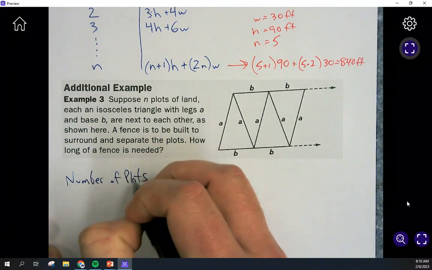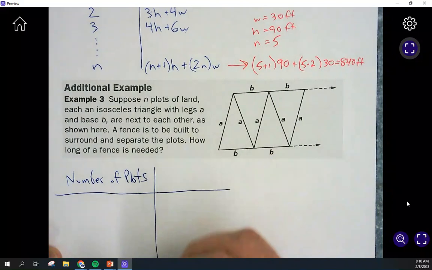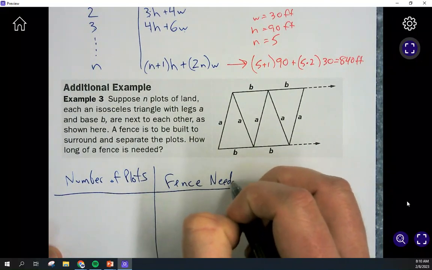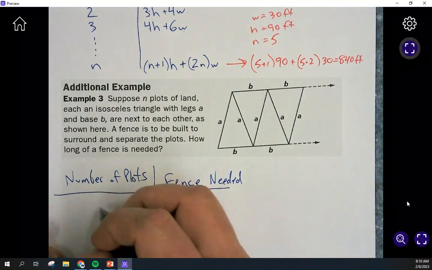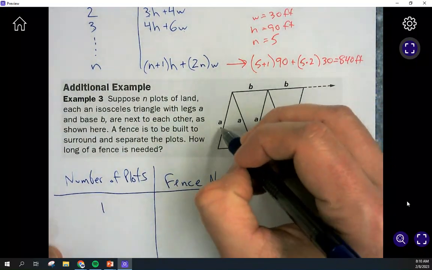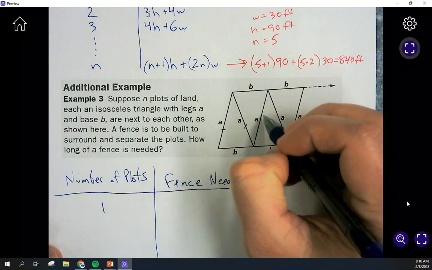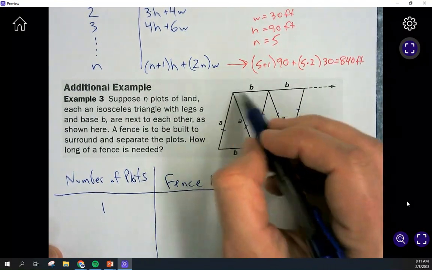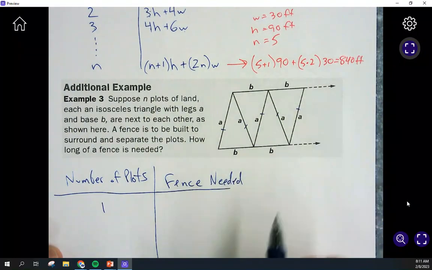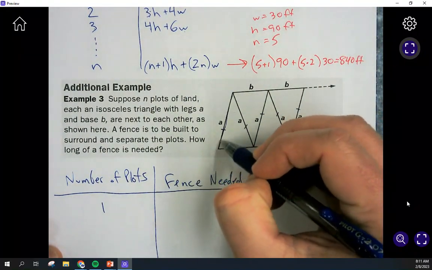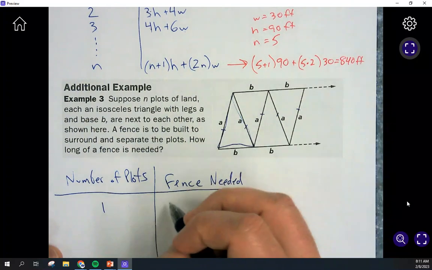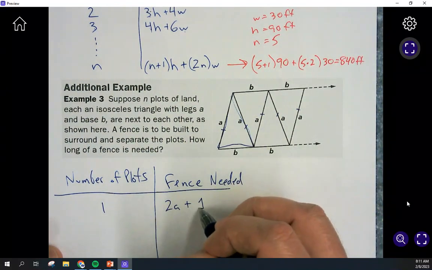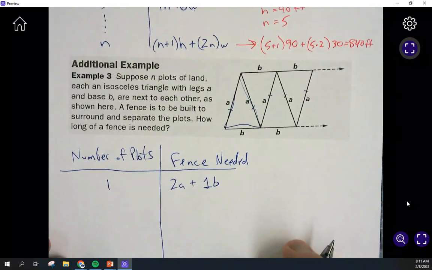So you've got your number of plots and your fence needed. Same problem, but different shape. Okay, so for one plot here, these are isosceles triangles. So all of these sides are equal to each other. They're all A, and the base of all of the isosceles triangles are B. So for one plot right here, I'm going to have two A's plus a B. Now I'm going to put the 1 in front of it, but you could just write B.